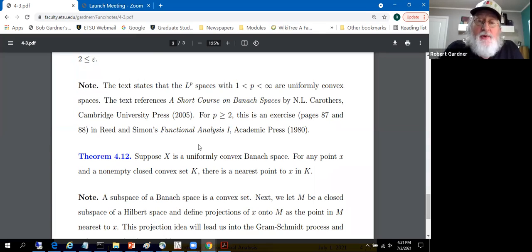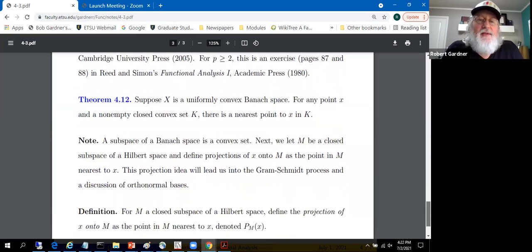A book I am familiar with, Reed and Simon's Functional Analysis from 1980, a classic, has as an exercise proving that if p is greater than or equal to 2, then the L^p spaces are uniformly convex. So there are some references on that, just a side note about some other spaces that are uniformly convex.